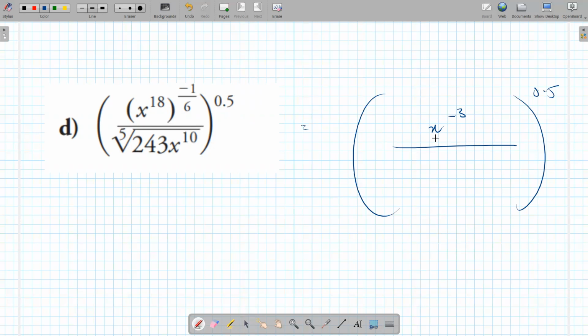What about on the bottom? And I'll tell you the fifth root of 243 is a 3. What's the fifth root of x to the 10? x squared. x squared. What does the inside part of the bracket simplify to? So we have x to the 3 on the top and 3x squared on the bottom.